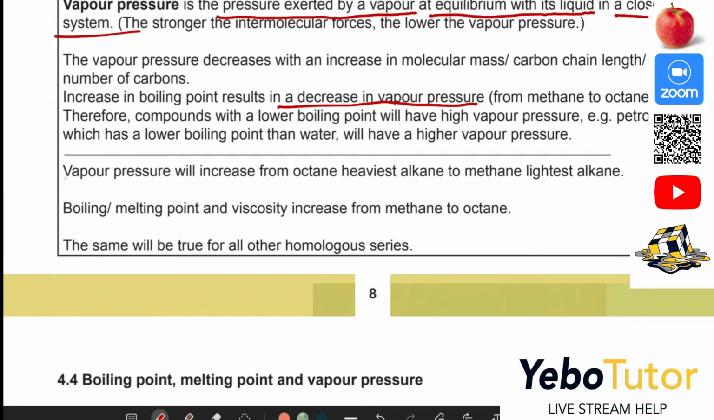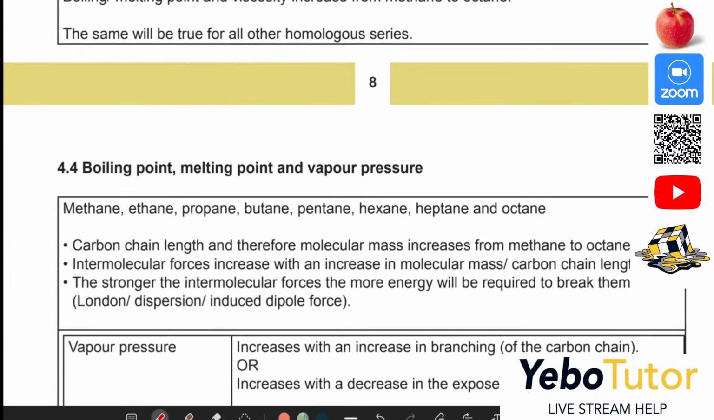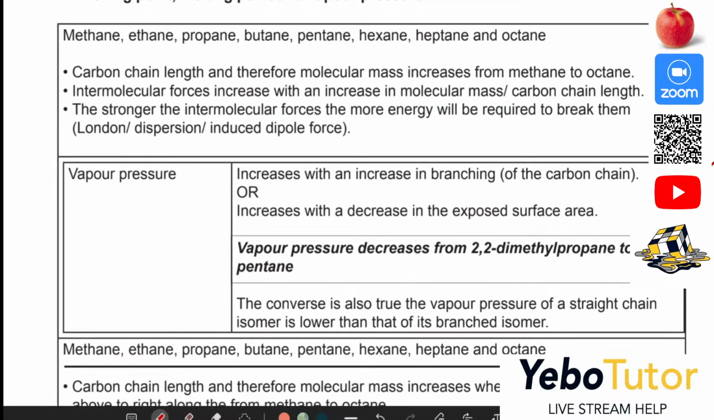Now, we also know that the vapor pressure will increase from the heaviest alkane, octane, to methane, which means you're starting from the one with the highest number of carbon atoms to the one with the lowest. So I'll say this so that you can understand. These are formal questions where you need to explain properly, looking at your carbon chain length and molecular mass and how they affect this. That's where we include our van der Waals forces, the intermolecular forces, and how they play their role in organic chemistry.